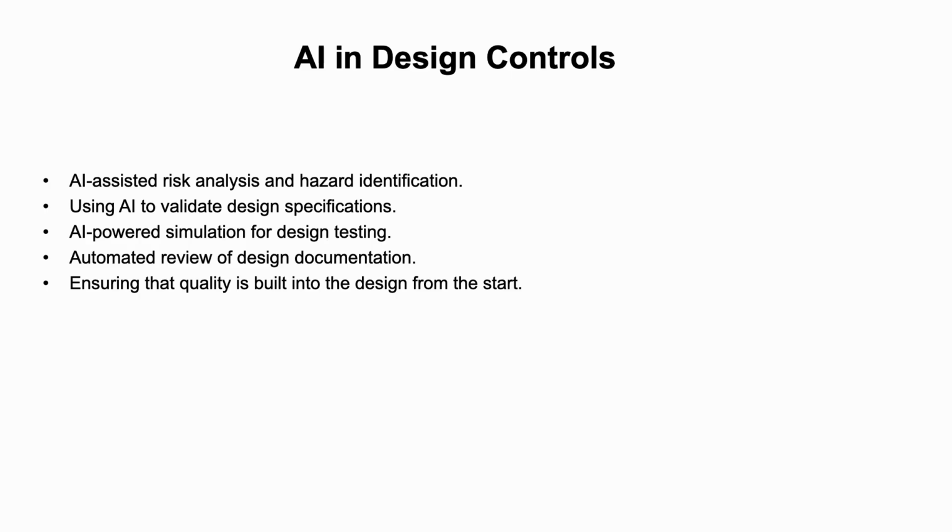AI can also be used to validate design specifications. For example, an AI-powered system can simulate the performance of a medical device under a wide range of conditions, far more than a human could ever test, to ensure that the design meets all the necessary specifications. This is particularly useful for complex devices like a robotic surgical system. AI can also automate the review of design documentation, ensuring that all necessary records are in place and that there are no inconsistencies. By integrating AI into the design process, manufacturers can ensure that quality is built into the design from the start, which is a key principle of QSIT.